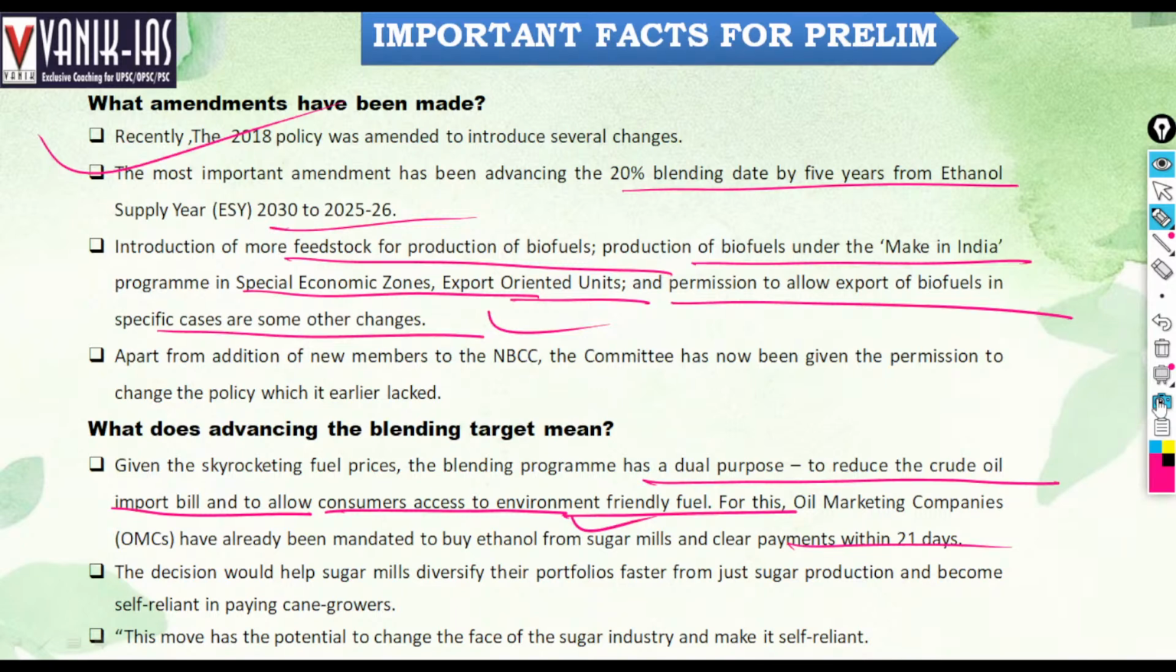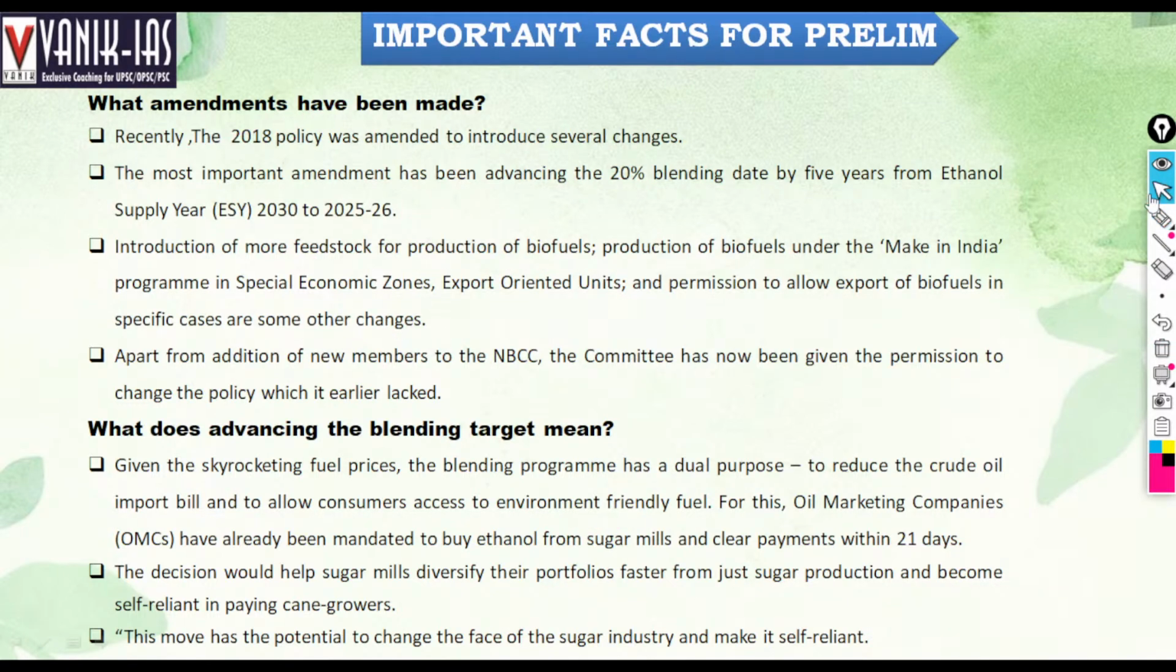The decision would help sugar mills diversify their portfolios beyond just sugar production and become self-reliant in paying grain growers. The move has the potential to change the face of the sugar industry and make it self-reliant. The sugar industry has had a problem for a long time: input costs are higher than the price of sugar, and the government was supporting them for that. This will make them self-reliant, not dependent on the government. FRP is related to sugar price, sugarcane price.